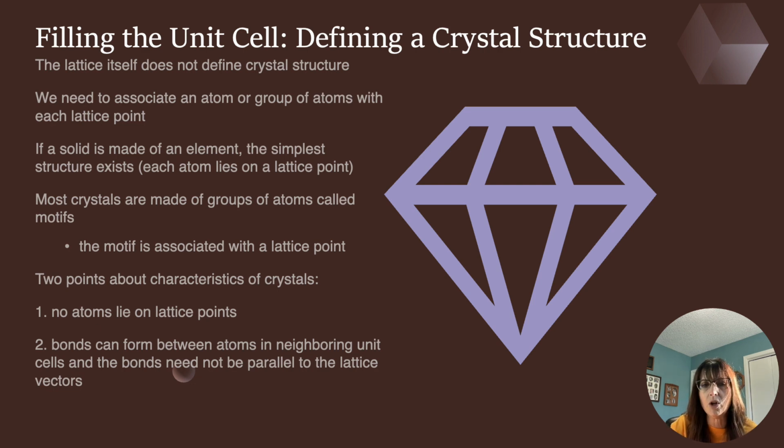But there are 2 points you need to know about crystals. 1, no atoms lie on lattice points, and 2, bonds can form between atoms in neighboring unit cells, and the bonds need not be parallel to the lattice vectors. So there's a whole lot going on when you start talking about why solids are so strong. Because not only are they interacting with atoms next to each other, but then you have to start looking 3-dimensionally and what's happening above it, below it. Gets kind of complicated. But if it's just an element, very, very simple shapes. Crystals are a little bit more complex.